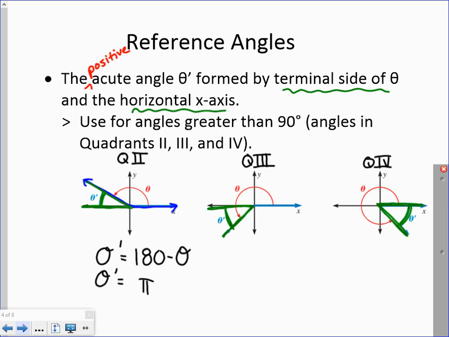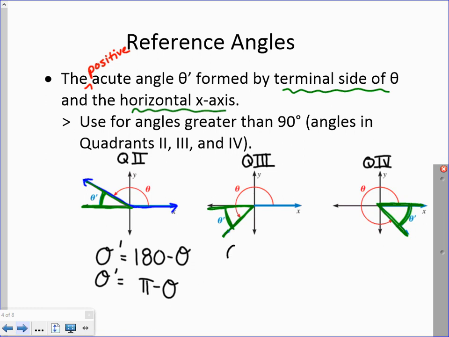So in quadrant 2, essentially, if you think back to geometry, you have two angles, theta and theta prime, that are like a linear pair, right? So you want them to add up to 180. And so you just have to think about, if I know what theta is, what's left to get to 180? Do 180 minus theta. And if you're in radians, you don't need to convert it into degrees. You just do pi minus theta. Okay, so that works out for quadrant 2.